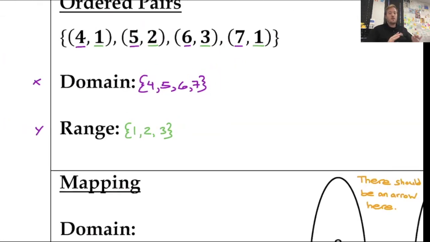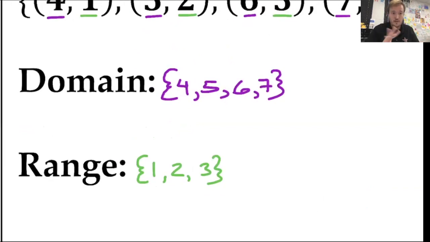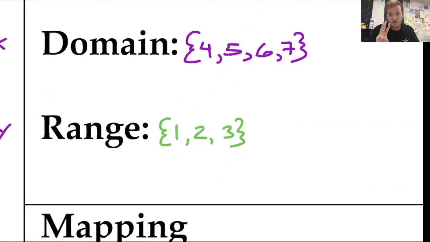So your domain and range is not always going to have the same number of elements. When I say elements, an example of an element would be 4, 5, 6, and 7. The actual numbers inside the brackets are what we call elements. So your domain has 4 elements, whereas your range is going to have 3 elements.